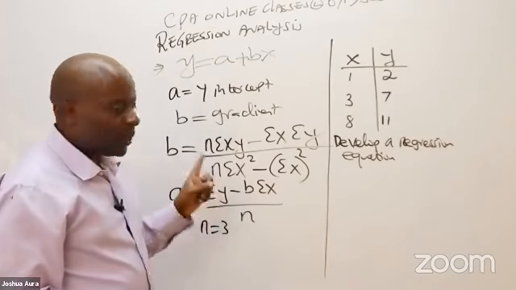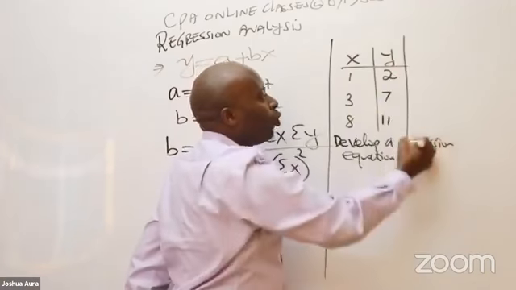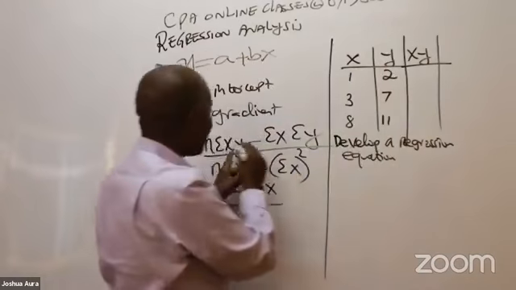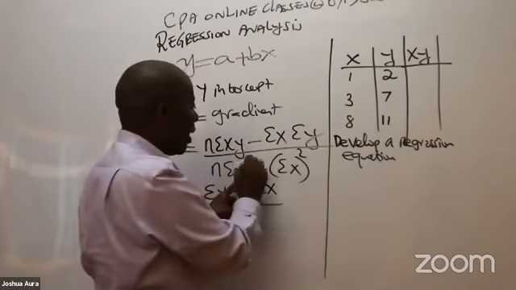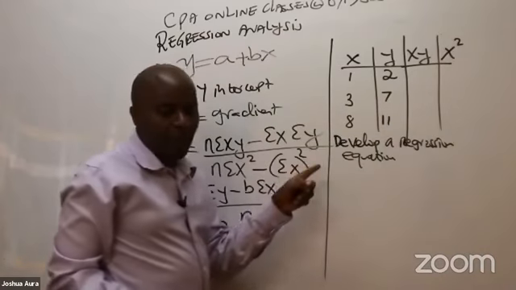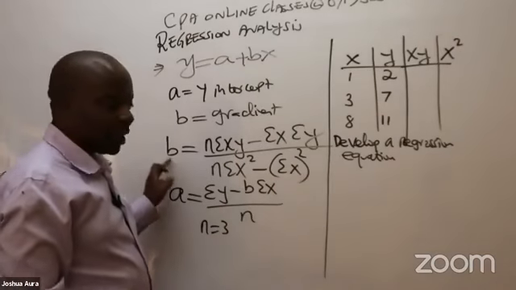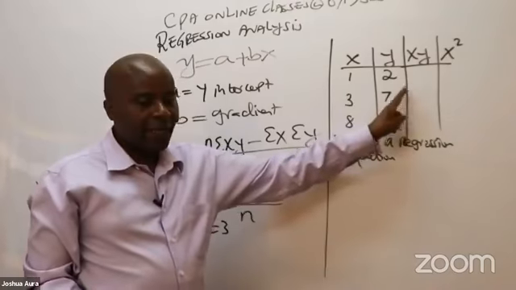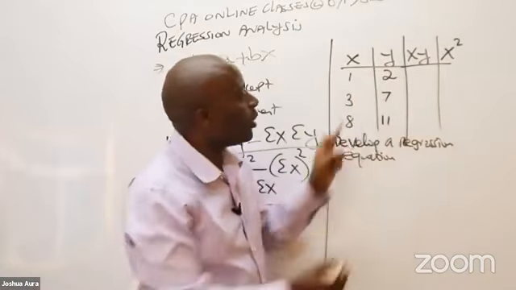Once I have my N, what I'll do straight away is create 2 additional columns: a column for getting XY and a column for getting X squared. These will help us get all the parameters we need for getting B and A. So XY means that I'm multiplying, like 1 times 2. 1 times 2 gives me XY, which is 2.